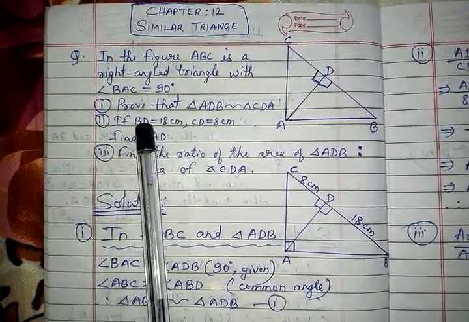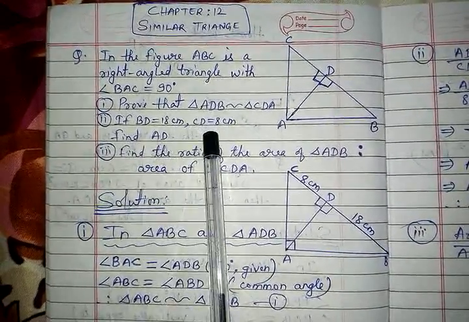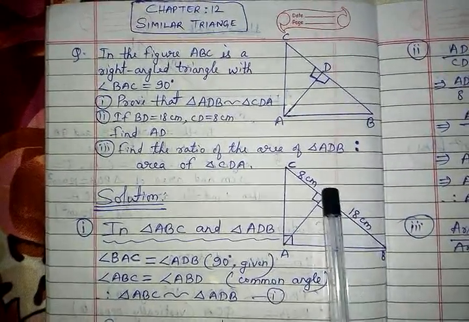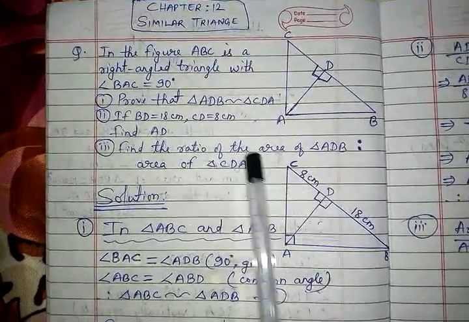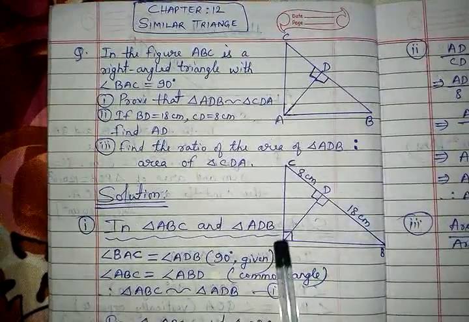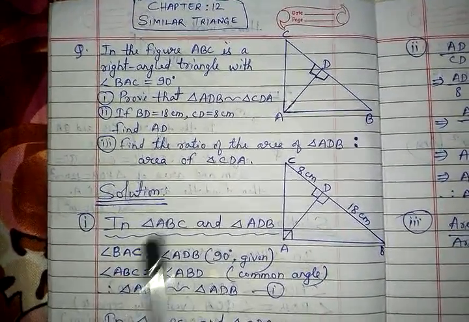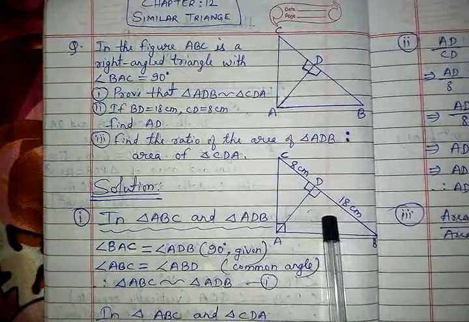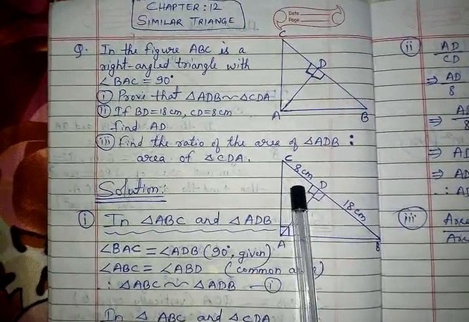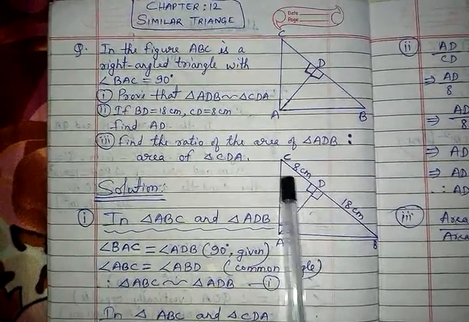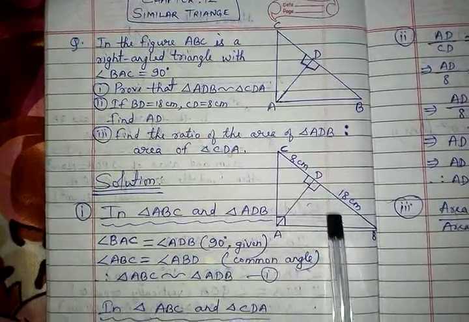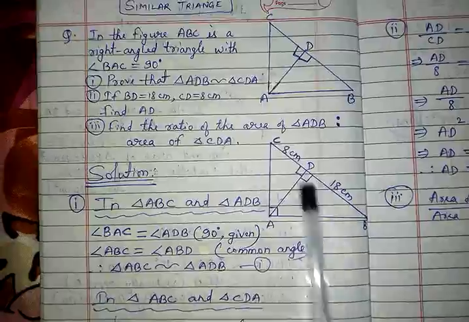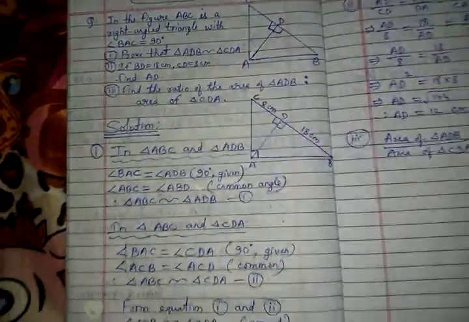If BD is 18 centimeter and CD is 8 centimeter, that I have mentioned here, find AD. So AD is our question to find. Now find the ratio of the area of triangle ADB to the area of triangle CDA. So you have to find the areas and then find the ratio. So you have to prove also and find the ratio. So let us begin, children.